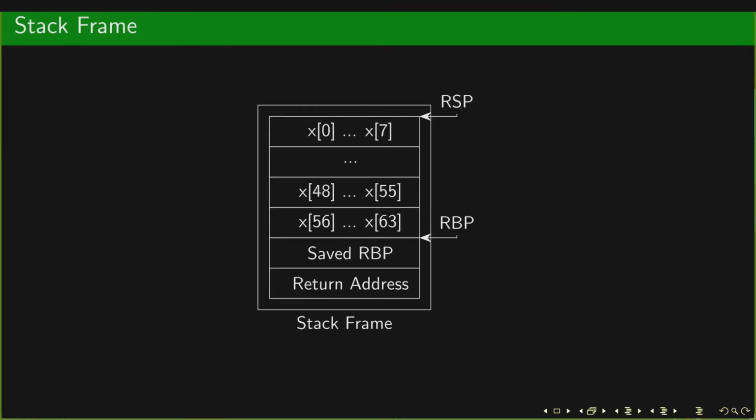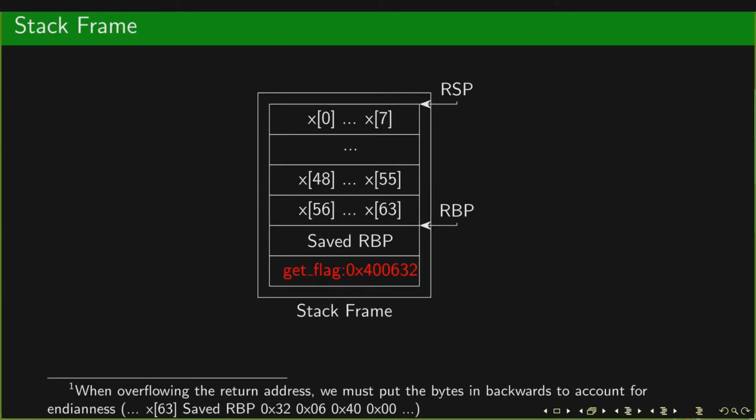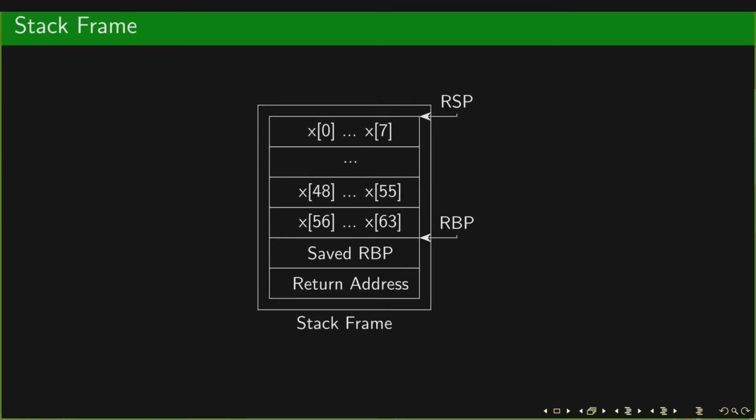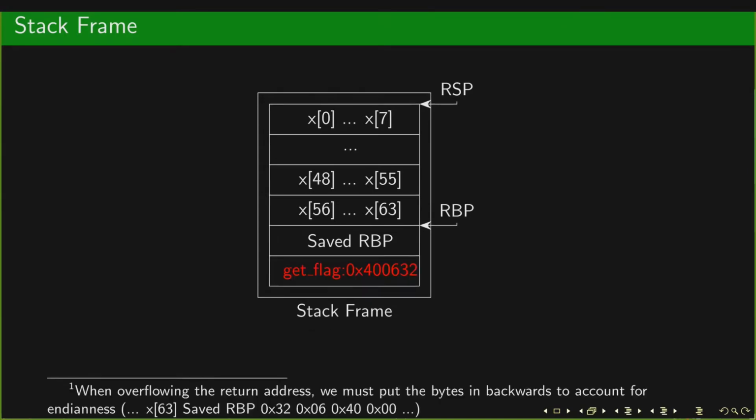This is exactly what I mean when I say this. We have our stack frame, and we just overflow the buffer. We overwrite the saved RBP value, and we overwrite the return address with some number. Let's suppose there's a get flag function in our binary. We could overwrite the return address with the address of get flag, and then when this function returns, instead of returning to the actual caller, it will return to get flag, and the get flag function will then run.